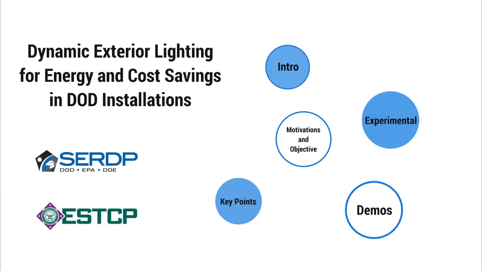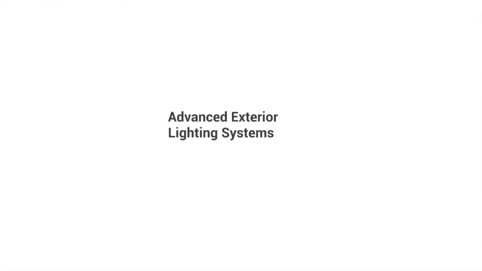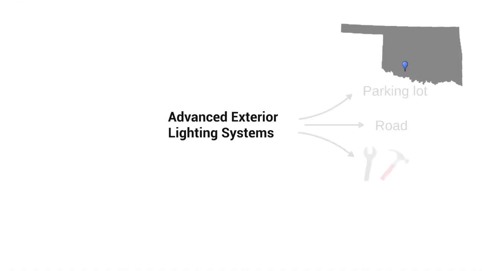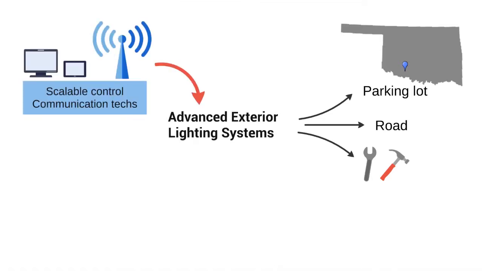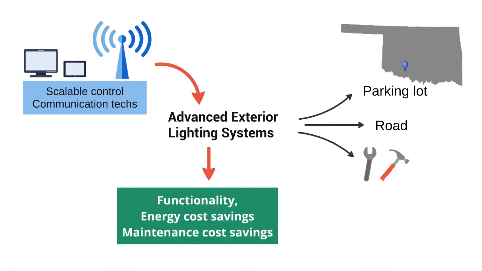Sounds good. So now let's switch gears and go to the experimental section of the project. Satyan and Dan brought their advanced exterior lighting systems out to Fort Sill, Oklahoma, and demonstrated the system's different exterior lighting applications. They went to a parking lot, a road intersection, and a vehicle maintenance area. They were using scalable control and communication technologies in these advanced exterior lighting systems to offer different levels of functionality, energy, and maintenance cost savings.